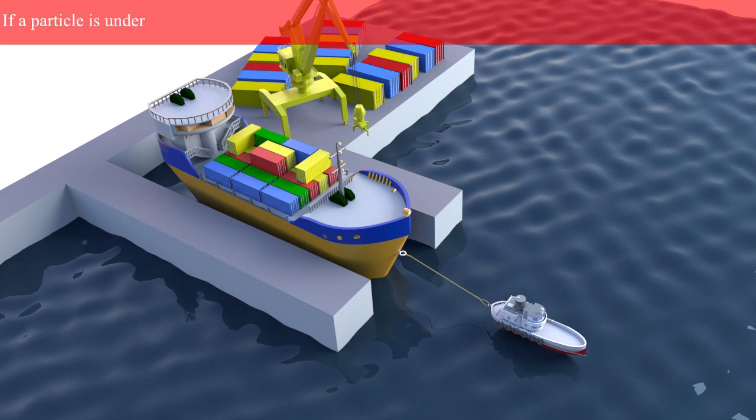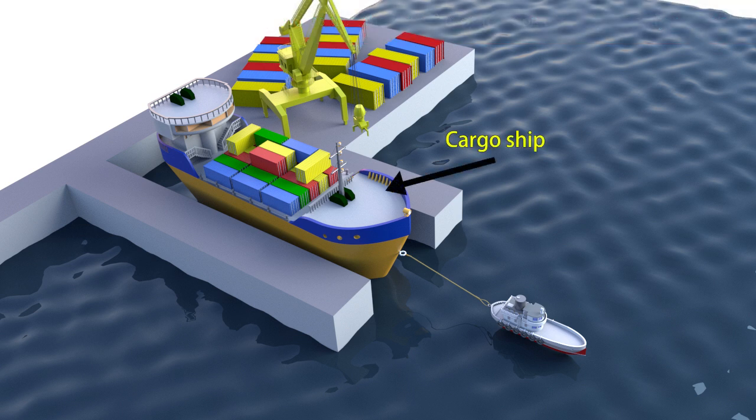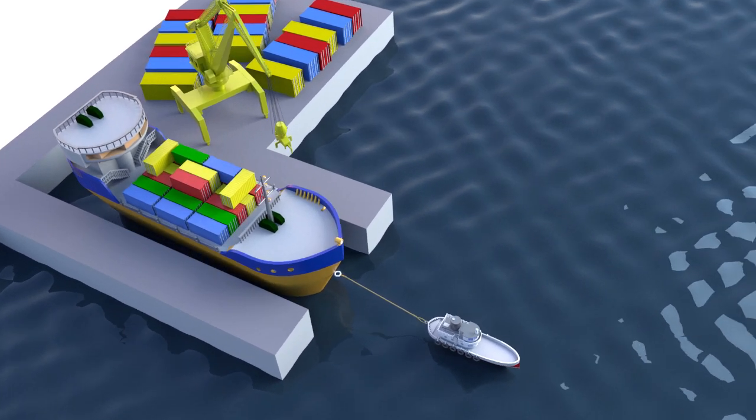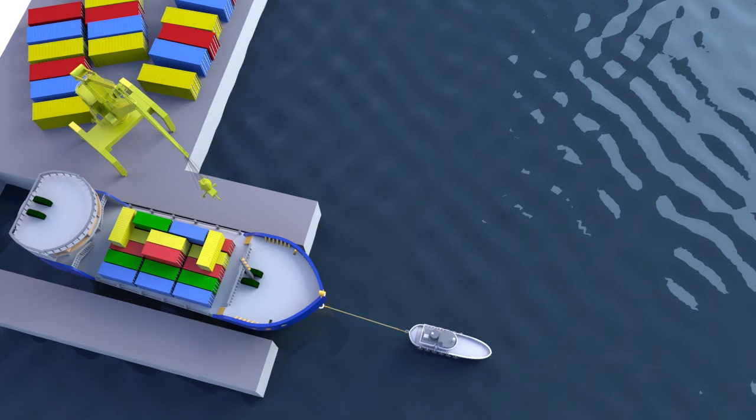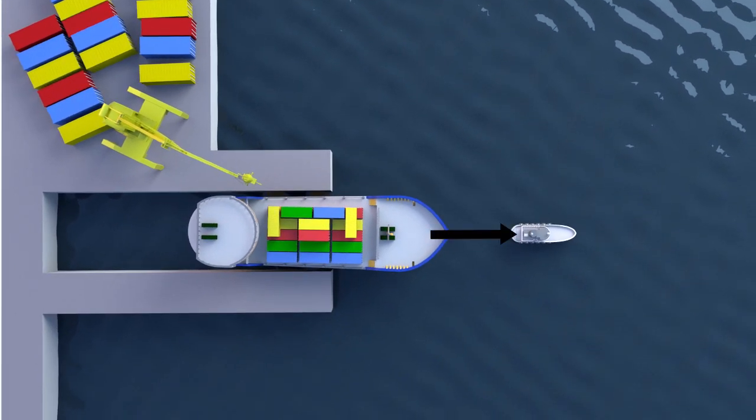If a particle is under the action of a single force, then the net effect of the force on the body is easily predictable. Let us take the example of a cargo ship which is pulled by a single tugboat. Here, if the pull of the single tugboat is enough to pull the cargo ship, then it will start moving in the direction of the single force. So, the resultant action of the single force is foreseeable.